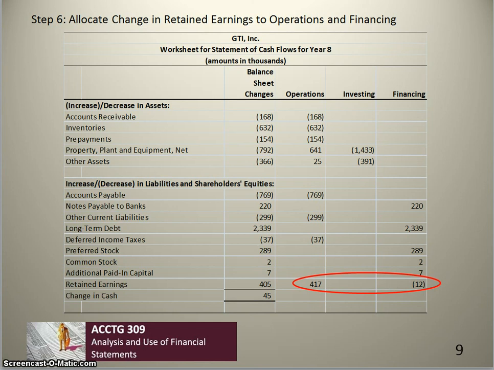Now, in this case, on our income statement, we know that net income for the year was $417,000. So the difference between the $417,000 and the total change in retained earnings shown on the balance sheet is a minus 12, which suggests that the company paid $12,000 in dividends to shareholders during the year. So the $417,000 net income is classified as operations, and the $12,000 payment of dividends to shareholders is classified as financing. All payments to shareholders are always classified as financing.